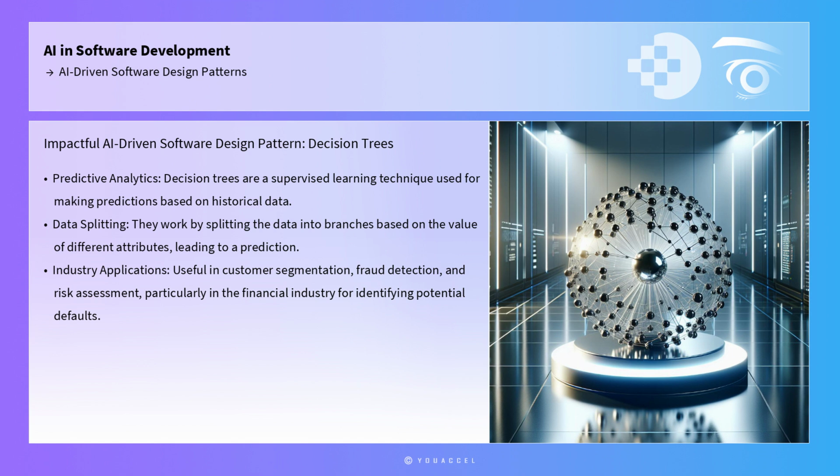For instance, in the financial industry, decision trees can help in identifying potential defaults by analyzing historical customer data and identifying patterns that precede defaults.